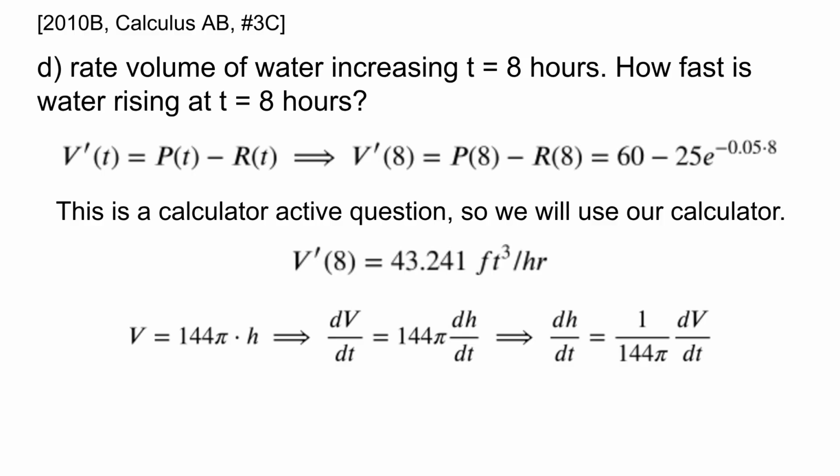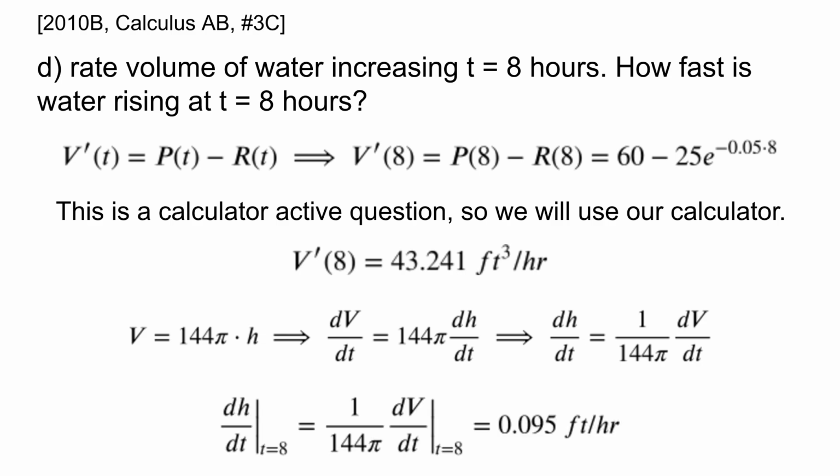Using the fact that the volume of the pool is pi r squared times the height, we can conclude that the rate at which the volume is increasing or decreasing over time is 144 pi times dh dt, which implies that dh dt is dv dt times 1 over 144 pi. So dh dt specifically, when t is equal to 8, would be 1 over 144 pi times dv dt specifically at t equals 8. And since this is a calculator active question, we can use our calculator to do this calculation, and we get 0.095 feet per hour.